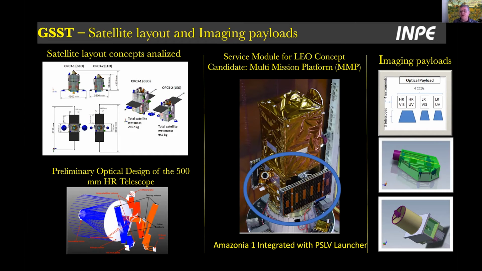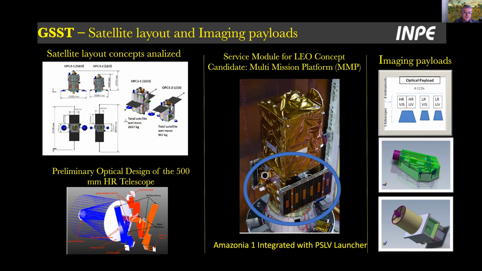So on the right side, you can see the concept for the imaging payload. We proposed 3 telescopes, one for high resolution imaging in the visible and ultraviolet, and 2 others for full disk observations, all of them with spectropolarimetric capabilities. Now you see the concept of our high resolution telescope on the bottom, and a little bit up the full disk imager.